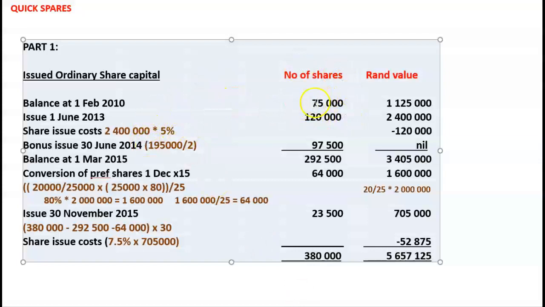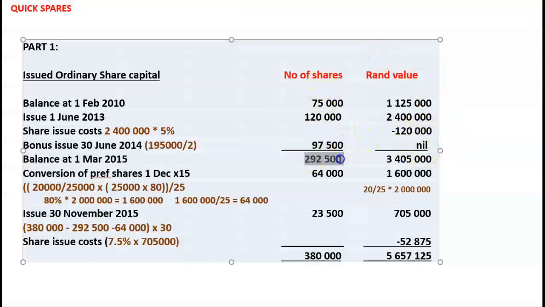So at that stage, we had 195,000 shares in issue. 1 share for every 2 held, so divided by 2 multiplied by 1 means that we have issued an additional 97,500 share certificates, but there was no value attached to that. So therefore, they just received more share certificates.